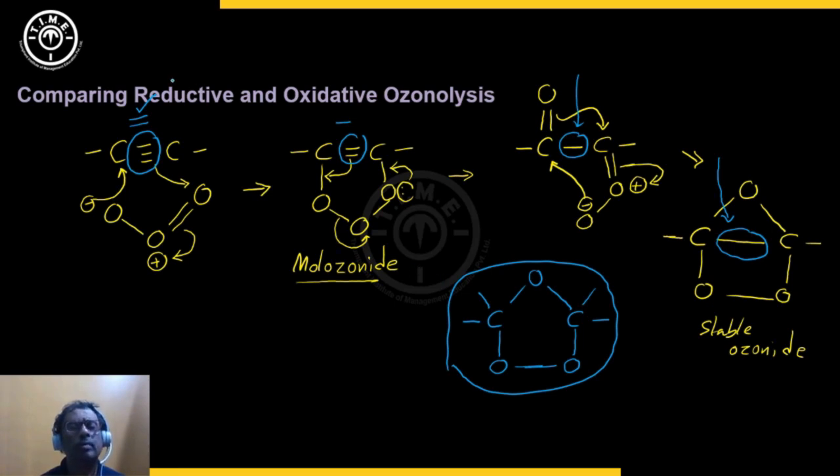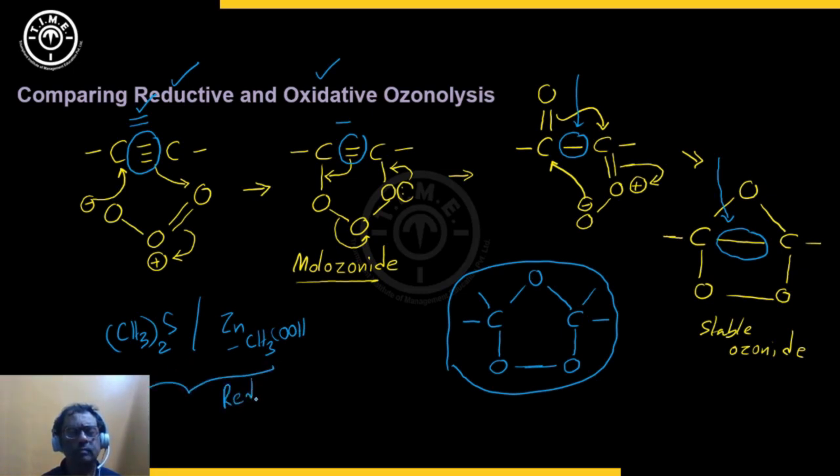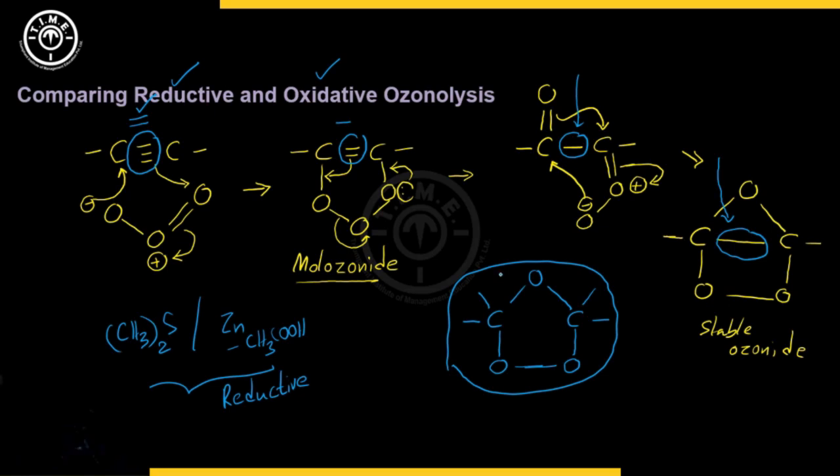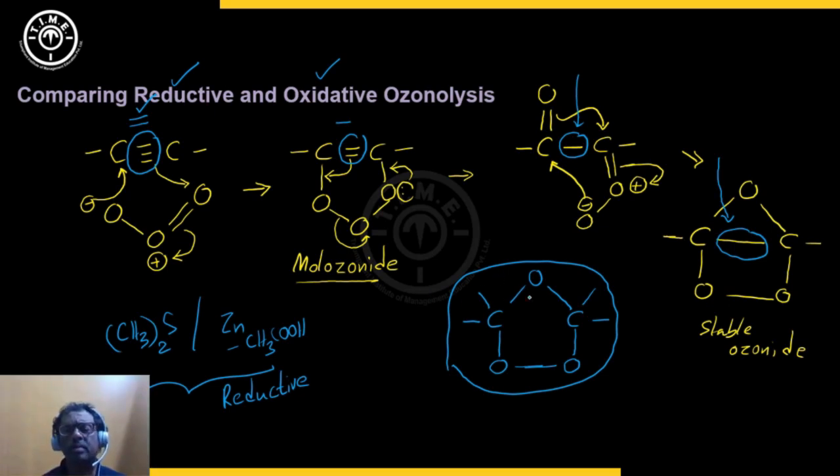We have to now go for a reductive or an oxidative part. Now if I have a methyl sulfide or a zinc usually with an acid, that is acetic acid, sometimes also water, right? We are going to have reductive ozonolysis. In this reductive ozonolysis, what is going to happen? We are going to have just two carbonyl compounds formed.